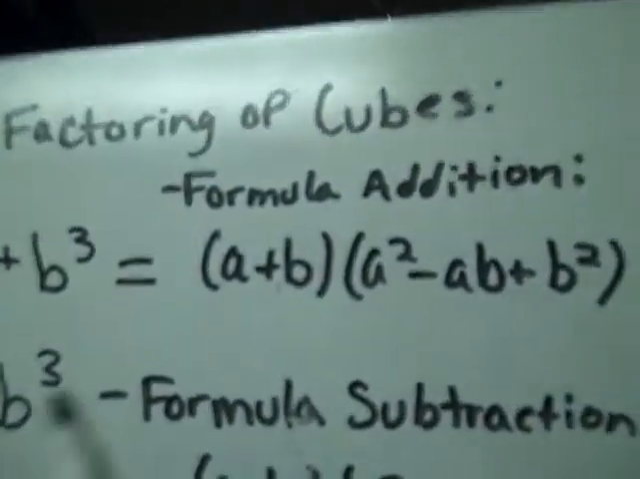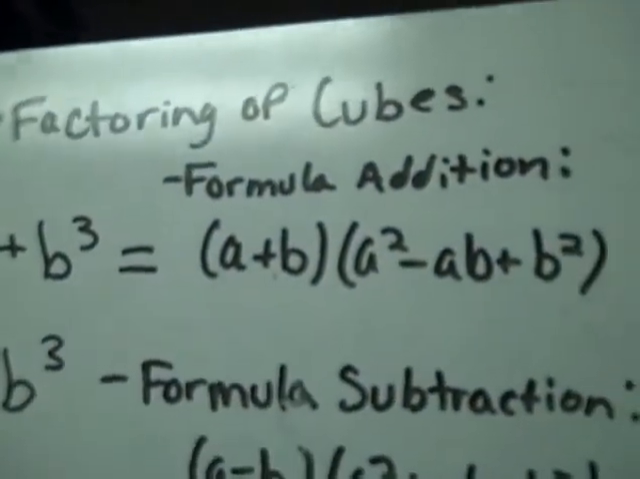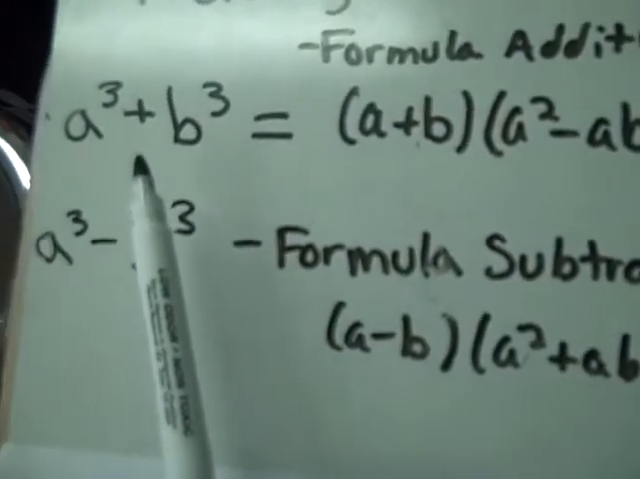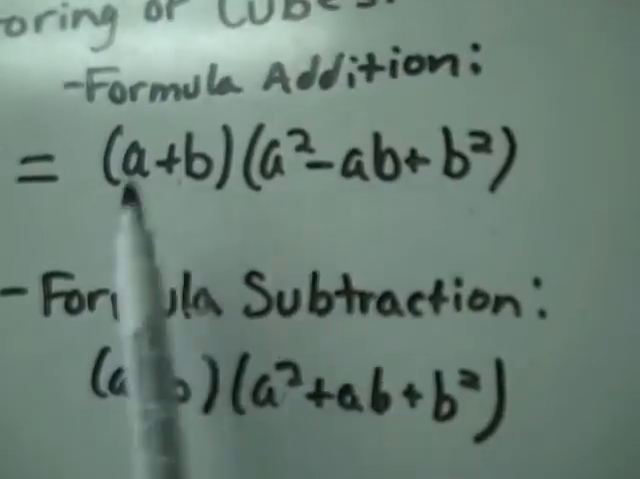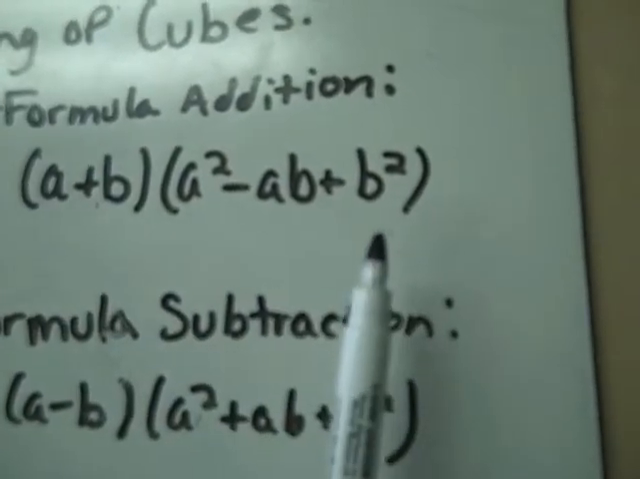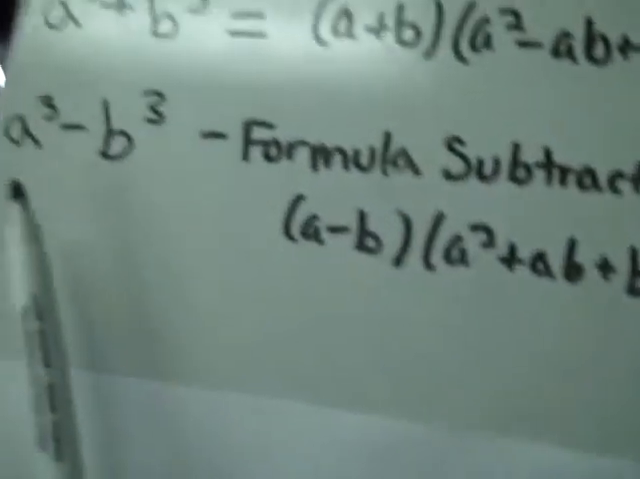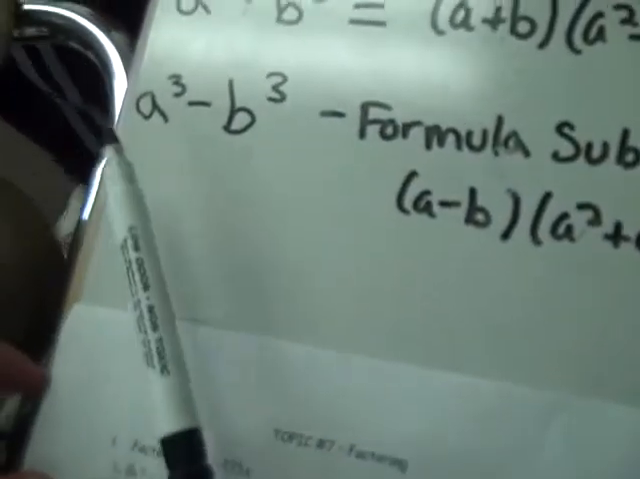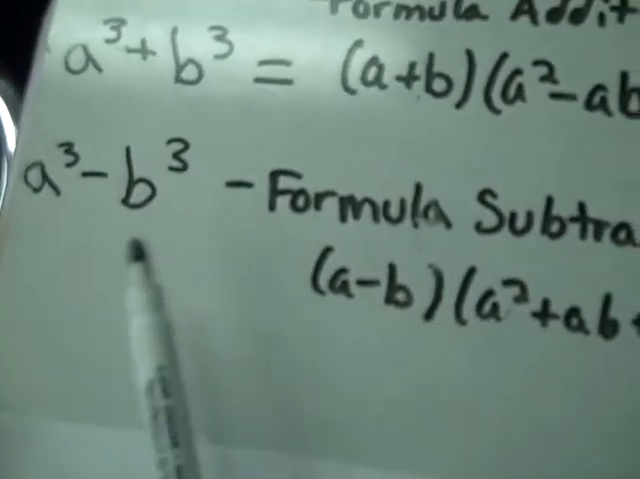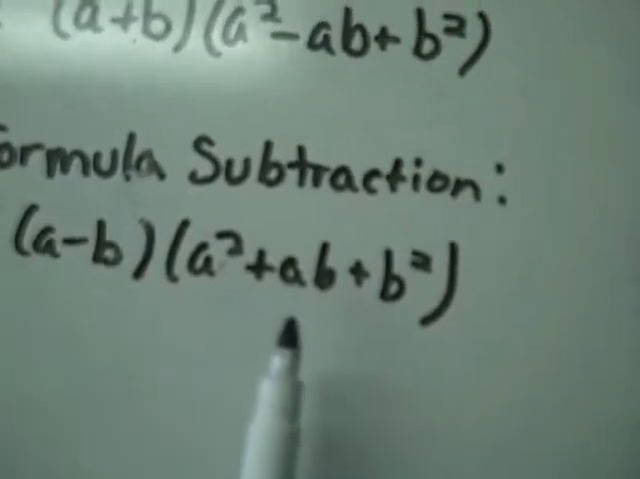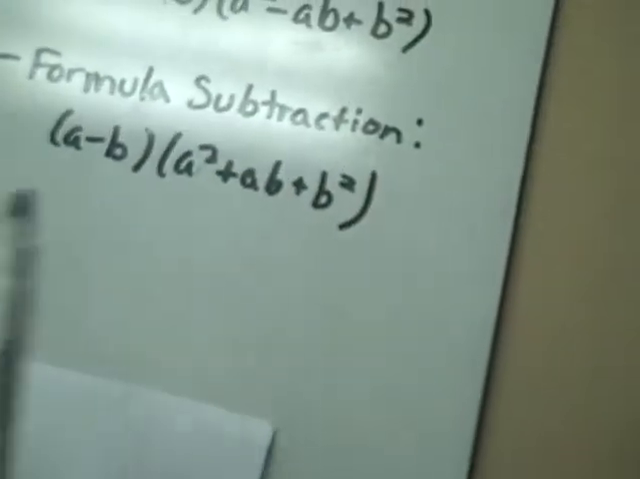Sometimes you have to factor by cubes. One equation, for example, if you have a cubed plus b cubed, you would do a plus b times a squared minus ab plus b squared. This is the formula for an addition equation. If you have a subtraction equation and it's something like a cubed minus b cubed, you would use the equation a minus b times a squared plus ab plus b squared. You would just plug in your values for a and b.